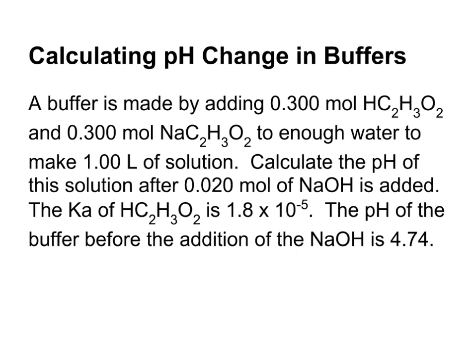When you do have to take into account volume change, it's going to be a significant amount. They'll tell you how much was added, or they'll say volumes are additive. But in this case, they're just telling us 0.02 moles of sodium hydroxide, so we can assume the volume stays the same. They've given us the Ka of acetic acid. The pH of our buffer before we added the sodium hydroxide is 4.74. Well, before we can go to the Henderson-Hasselbalch equation, we're going to have to set up a RICE table to figure out changes in our weak acid or conjugate base concentrations.